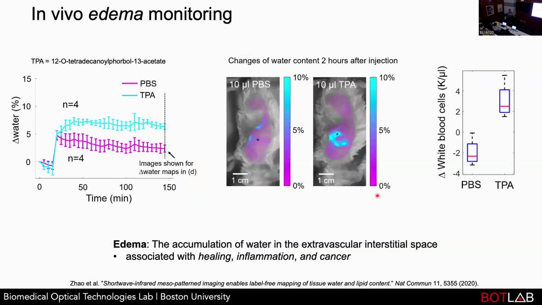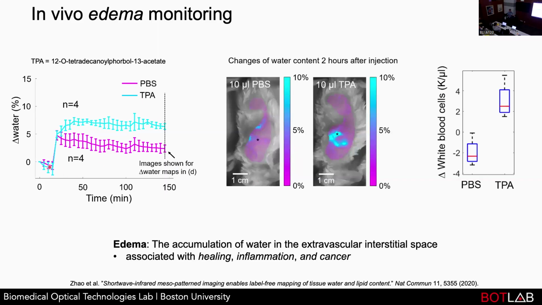And so the more relevant clinical relationship here is in inflammation. In this mouse, we just injected PBS. In this mouse, we injected this substance called TPA. You can see the chemical name here. This is a substance that's inflammatory. It causes an increase in white blood cells, which we showed in the blood of the mice, and it causes fluid to accumulate around the injection site.